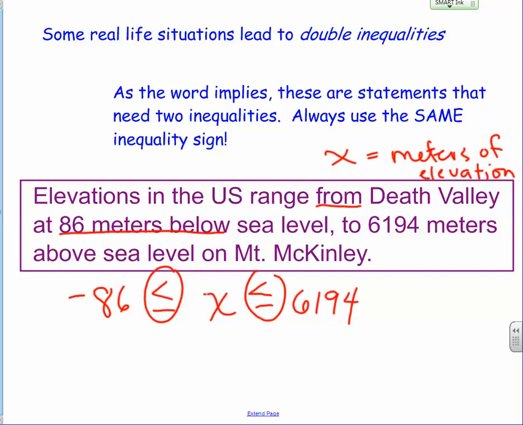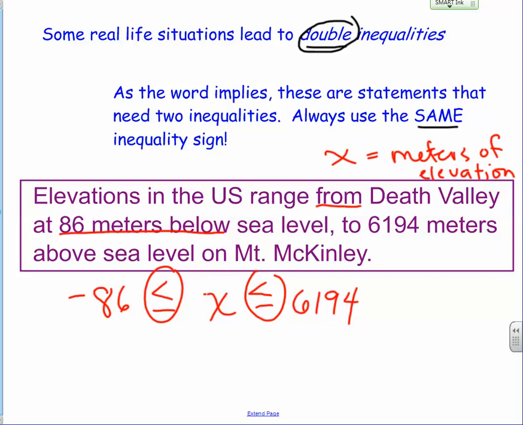And then some real-life situations require double inequalities. And as the word implies, double, these are statements that have two inequalities. And always be sure to use the same inequality. They're either going to be less than and less than, or greater than and greater than. Now the greater than or equal to doesn't really matter, but you can't mix less than and greater than in the same double inequality. So if the elevations in the United States range anywhere from being in Death Valley at 86 meters below sea level to up in the top of Mount McKinley at 6,194 meters above sea level, we can represent that with a double inequality.